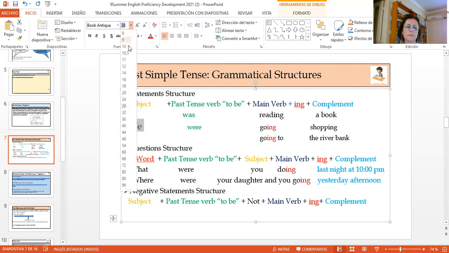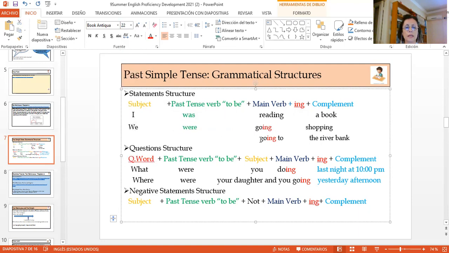Okay. Perfect. So this is easy to use alone, easier than when it is combined with the other past, for example. But we are going to see both options and we will try to do some exercises.